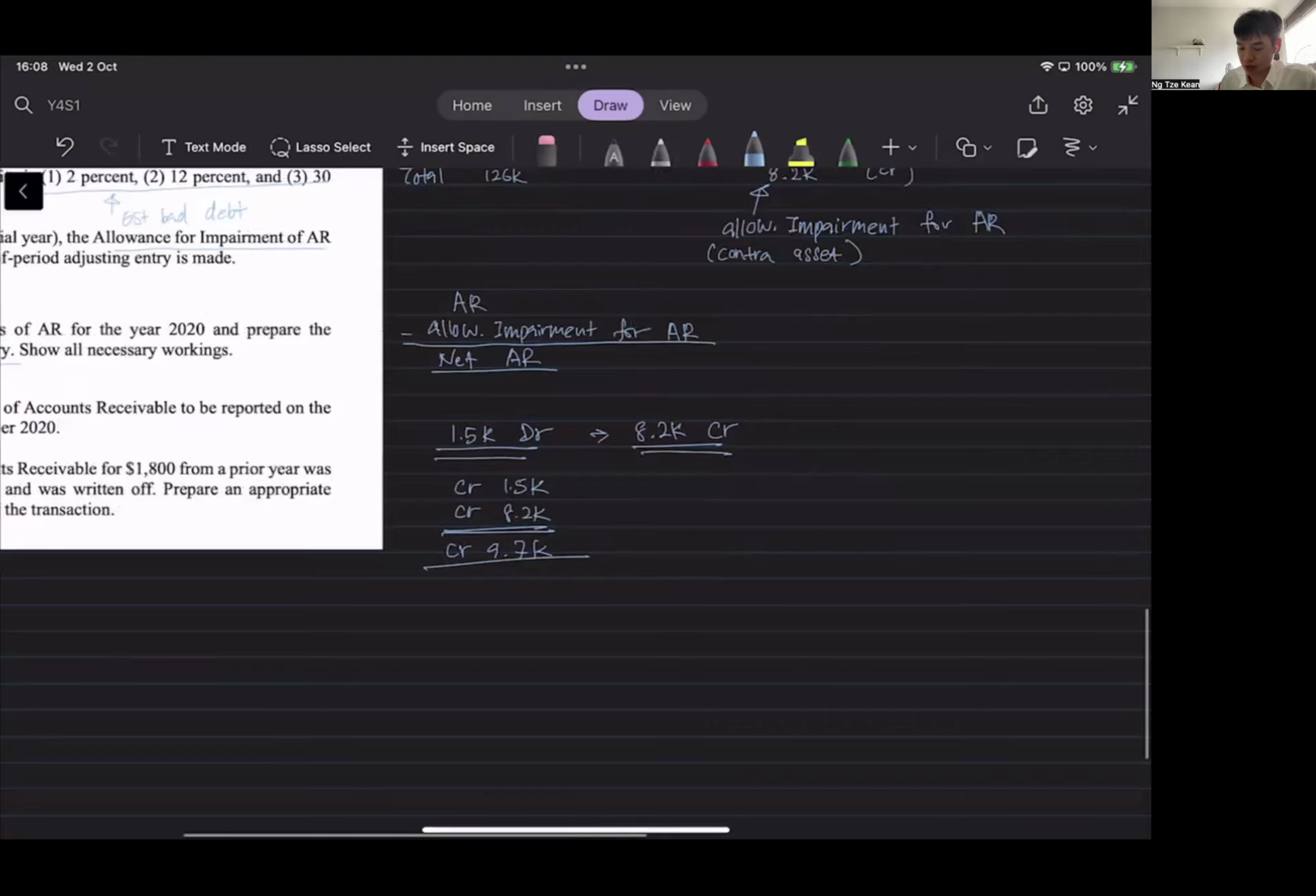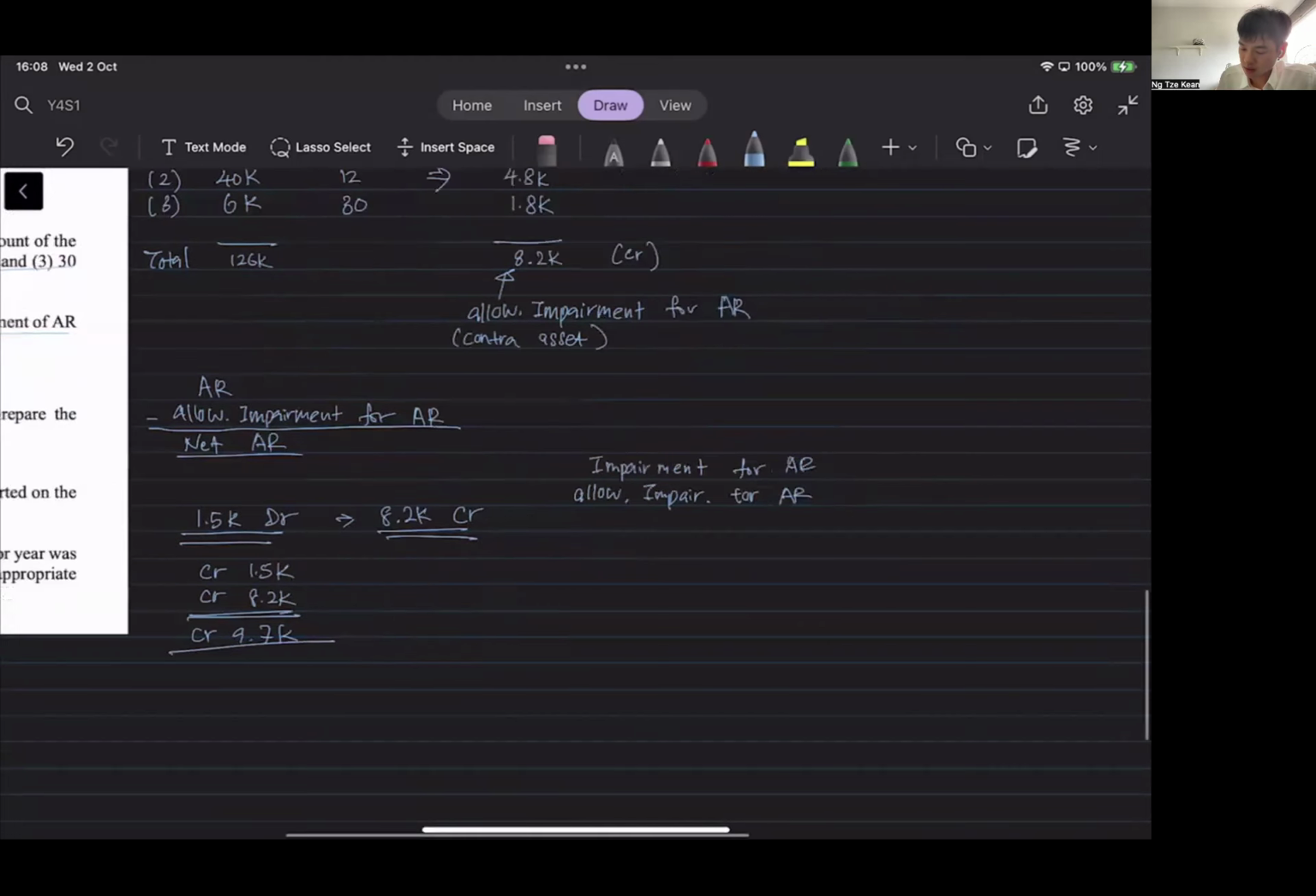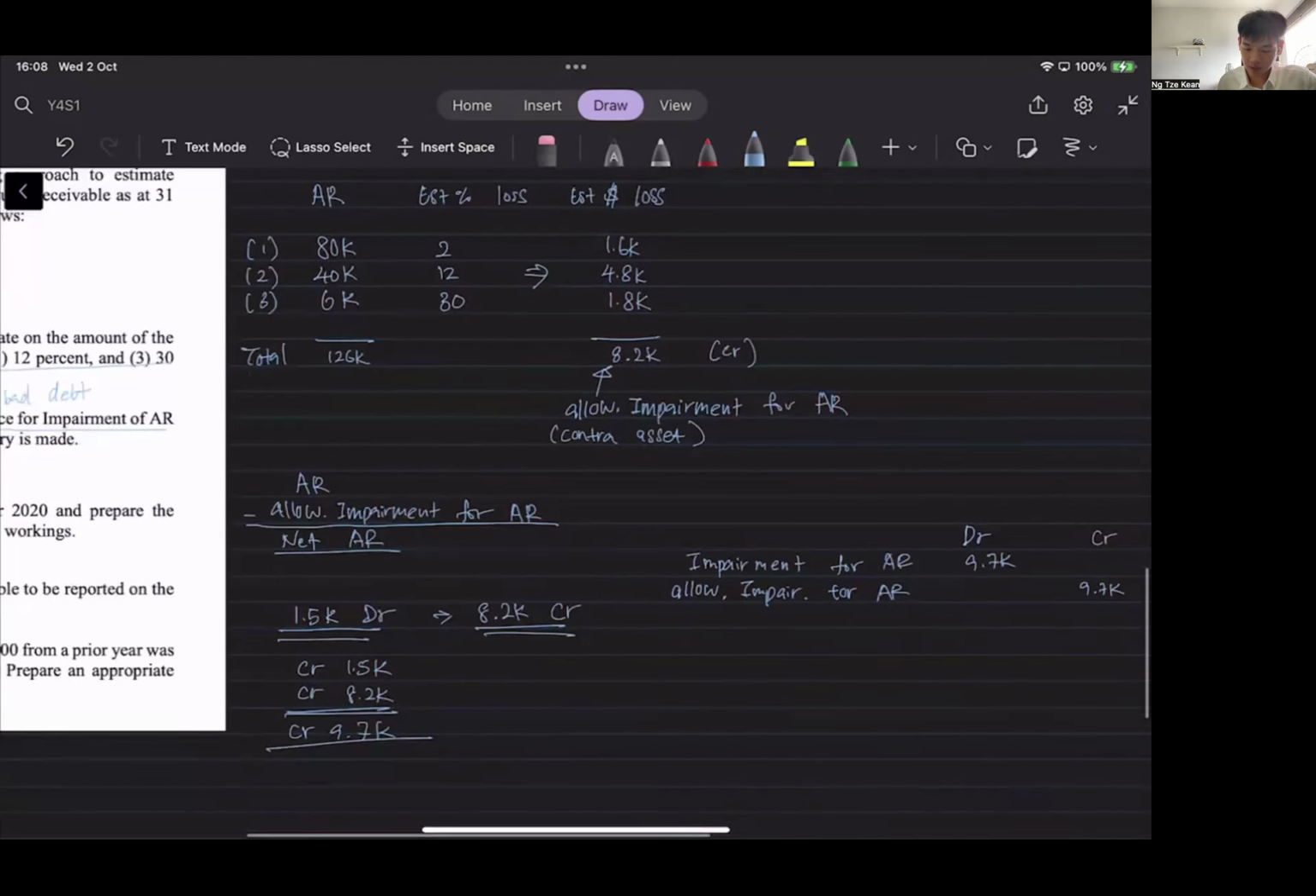So to do the journal entry, we know that we have to debit the impairment loss for AR, and then we have the allowance for the impairment for AR. We have debit, we have credit. So this is 9.7, and then we have 9.7 here. And yeah, the table balances out really nicely. So this is the end for one.